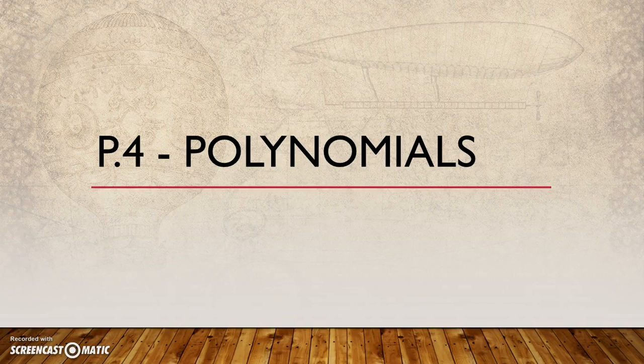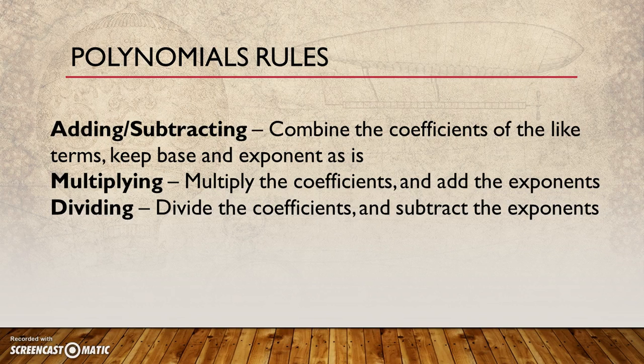This is prerequisites, P.4 polynomials. A couple of rules and some things to keep in order before we go through some examples. When you're adding and subtracting polynomials, you combine the coefficients of the like terms, but you keep the base, or the variable, the same as well as the exponent.